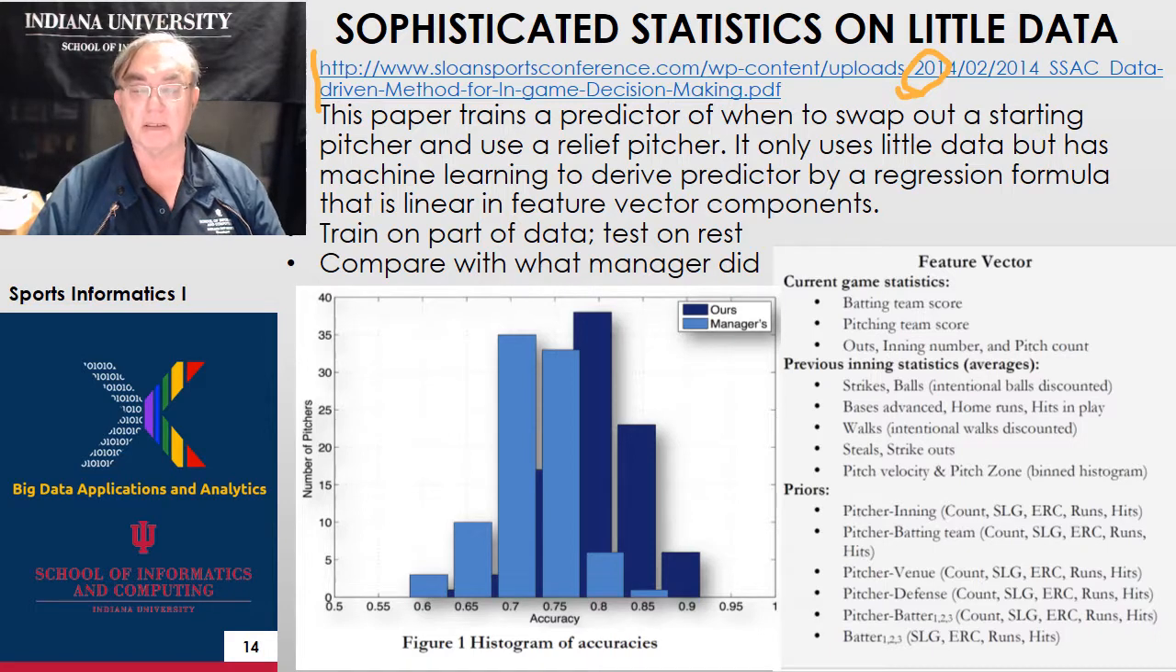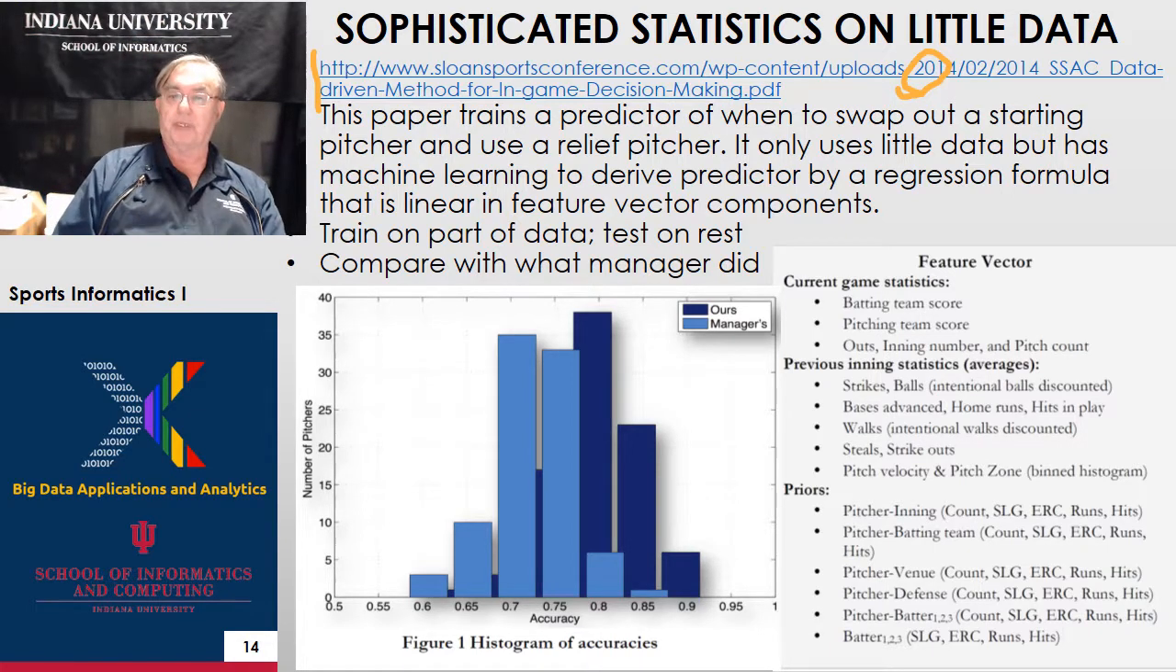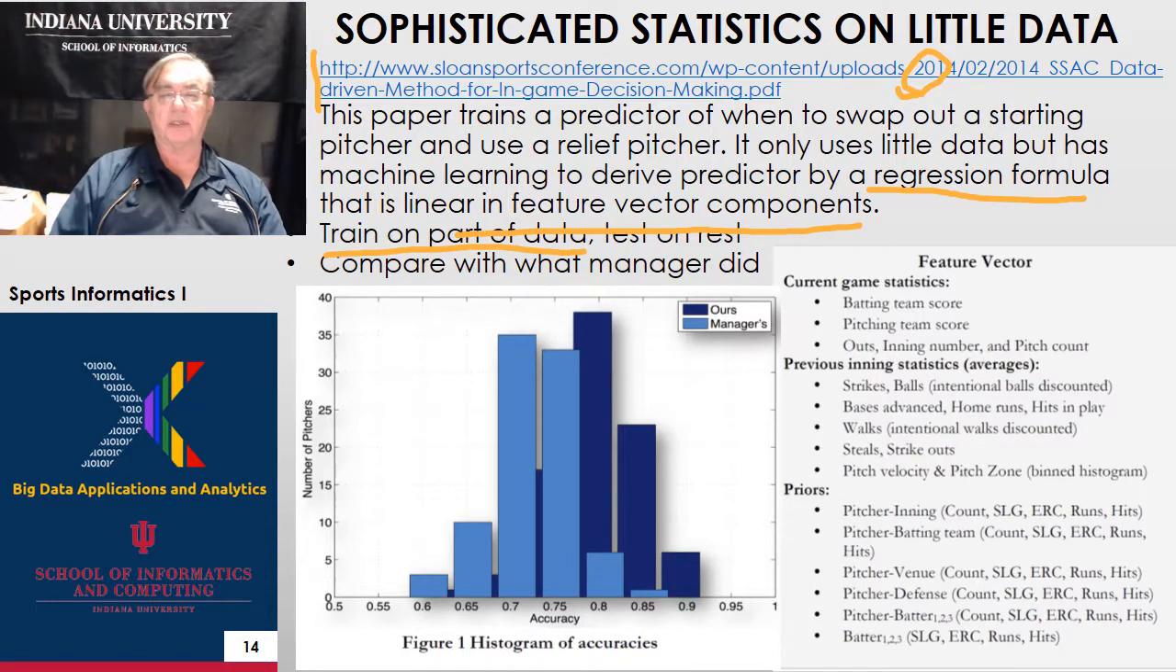And the goal is to try to get a predictor for when to swap out a pitcher and put in a relief pitcher. And again, it's an example of using little data, but instead of using these formulae, it actually uses machine learning. It does do a regression formula, which is linear in feature vectors. And it has the usual concept of machine learning. You take part of the data, train it to get the coefficients, and then you test on the rest.